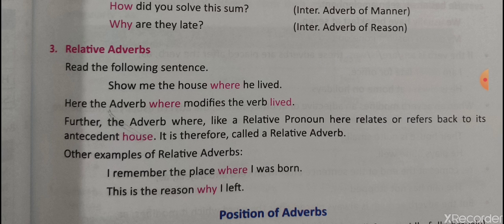Other examples: I remember the place where I was born. Here where is the relative adverb, born is the verb, and place is the antecedent of the relative adverb where. Same with: this is the reason why I left. Why is the relative adverb, left is the verb, and reason is the antecedent of the relative adverb.